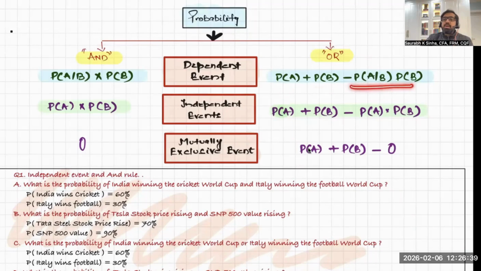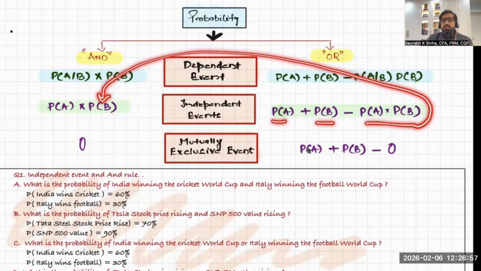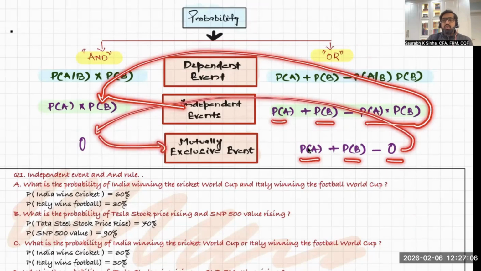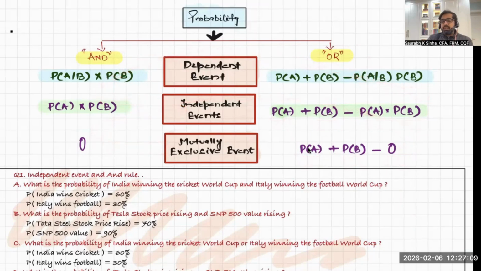So let's see, probability of A plus probability of B minus probability of A given B into probability of B, because that is the formula for a dependent event. Again, probability of A plus probability of B minus probability of A into B, because this is the formula for AND for an independent event. Again, probability of A plus probability of B minus 0, because this is the formula for AND for a mutually exclusive event. And that's it. That is all you have to remember in the AND and OR rule.